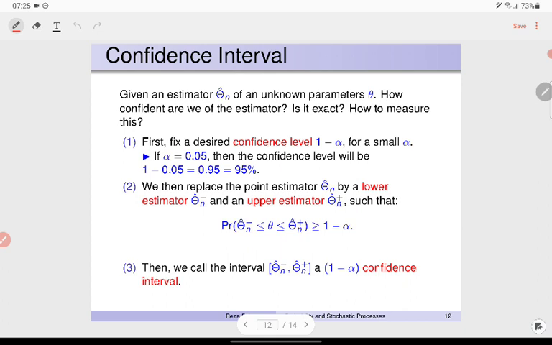This is similar to saying that if I do this experiment a lot, then 90% of the time the parameter that we estimate resides in between this lower estimator and upper estimator. Then we call this interval, theta hat n minus and theta hat n plus, a 1 minus alpha confidence interval.